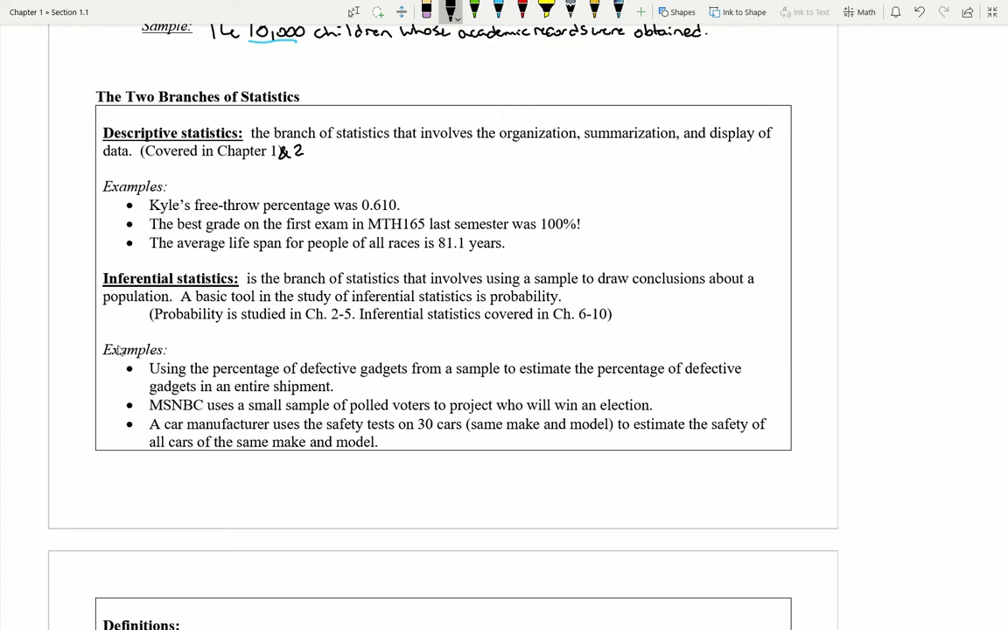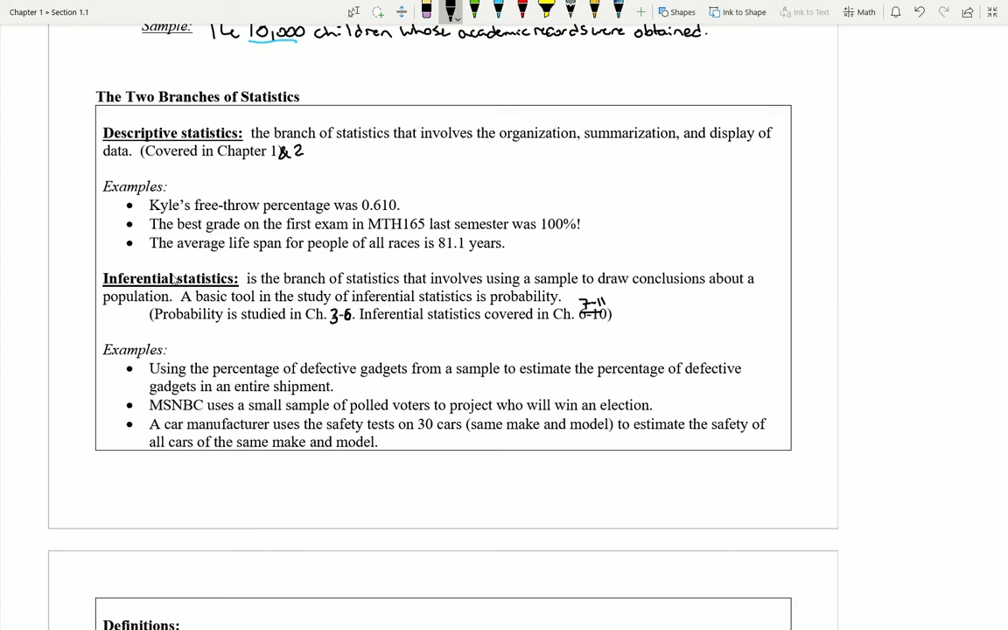The more interesting side of statistics is the inferential side. We'll spend most of our semester on this inferential side, but it's the branch of statistics that involves using our small sample to actually reach a conclusion about the population. And of course, one of the basic tools that we'll see this semester to help us make those conclusions is probability. So probability is going to be studied in chapters 3 through 6. And then inferential statistics will be in chapters 7 through 11. We're going to talk about how we can use that to reach these big conclusions.